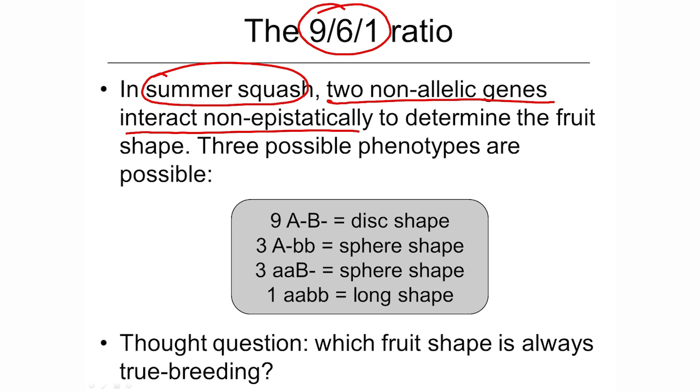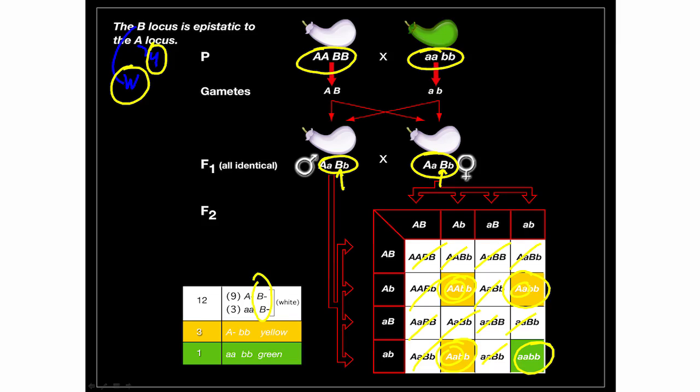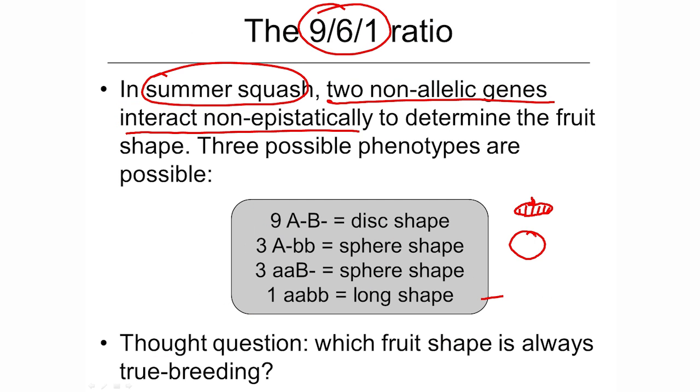They're also interacting non-epistatically to determine the fruit shape. So there's a few shapes. I don't have pictures, but the disc shape is sort of a flattened one. It looks sort of like a gourd that I had on my desk once. I'm a terrible artist. I guess you guys have figured that out. Sphere obviously is more like an orange or something. And the long shape, well, if we want to go back, that's this right here. That's what they call the long shape. So three possible phenotypes, it turns out, are possible.